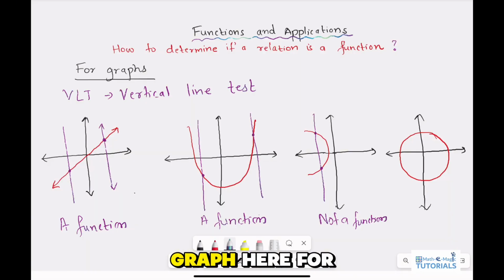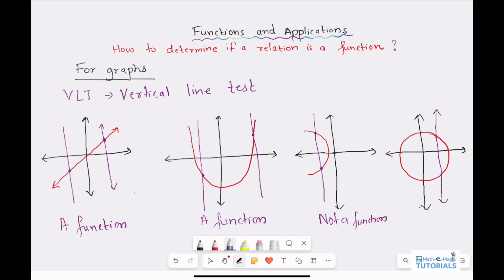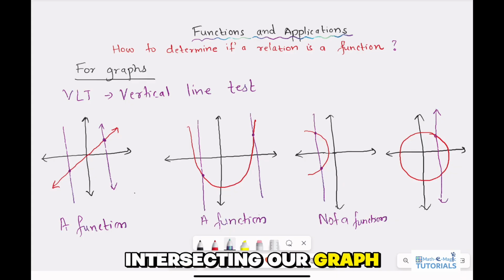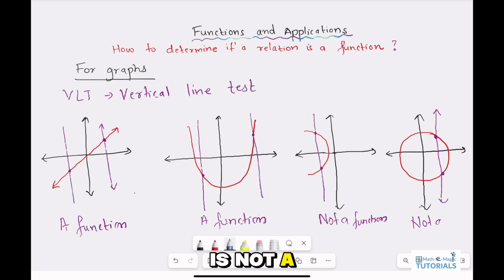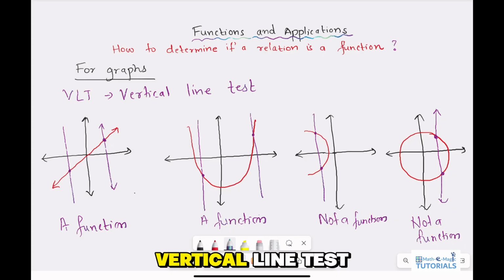We have a graph here for a circle. We are going to test our vertical line test. And when we draw this line, we see that once again our line is intersecting our graph at two different points, and therefore this is not a function. So, in order to check whether our graphs are functions or not, we are going to use the vertical line test.